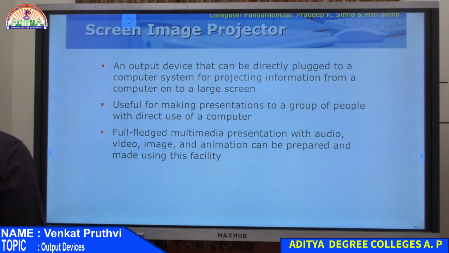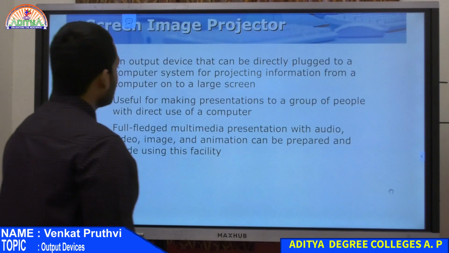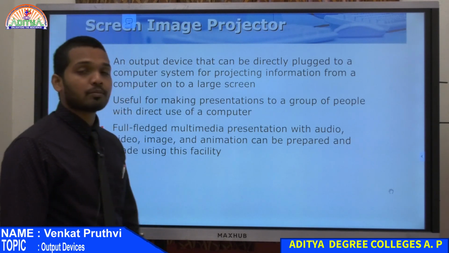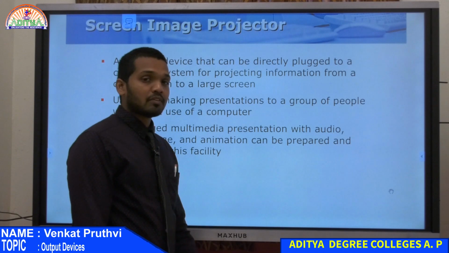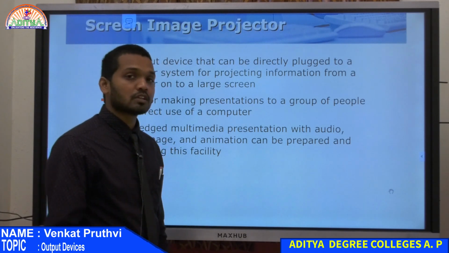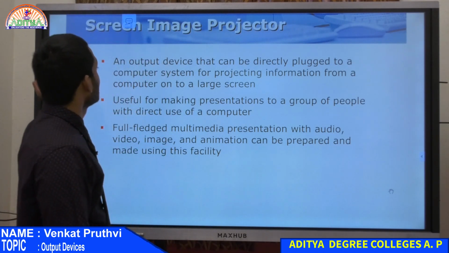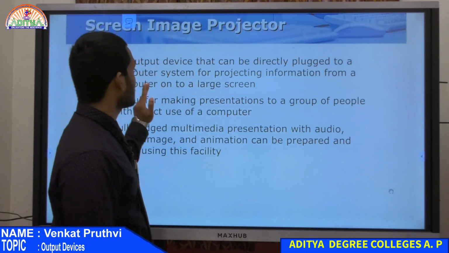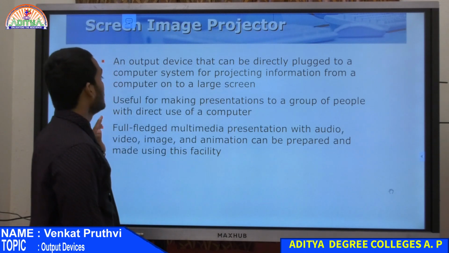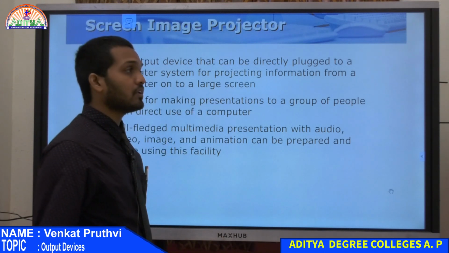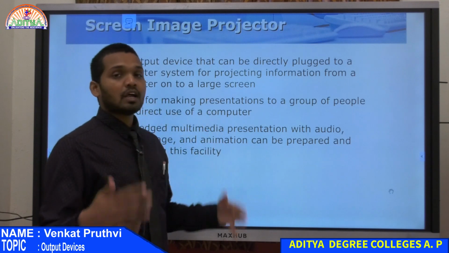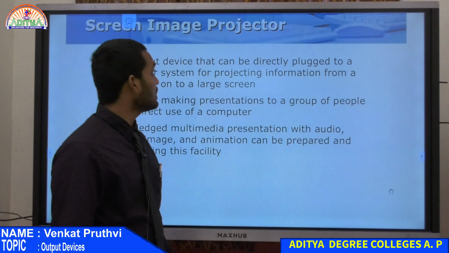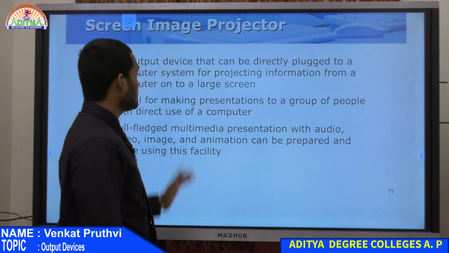Then we have the last kind of output device, that is the screen image projector. What do you mean by screen image projector? We all know what projectors are. You must have seen projectors in your schools and colleges. The screen image projector is an output device that can directly plug into a computer system for projecting information from a computer onto a large screen. Whenever you have a large screen and you want to project your computer output onto it, the screen image projector helps us in that.